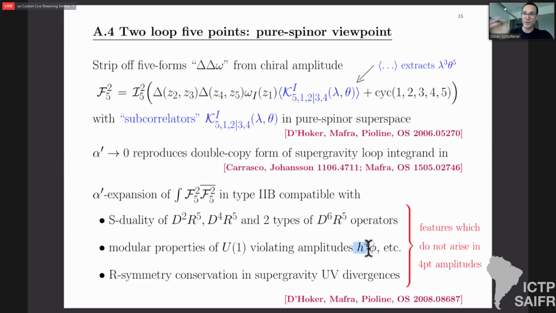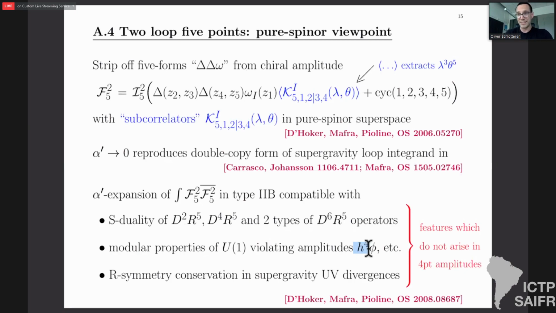And this is an extremely interesting corner of type IIB amplitudes violating R symmetry, which are purely stringy effects, and which in the full duality invariant picture are associated with modular forms of the axiodilaton. And I think we have seen something about that in Kontsevich's talk yesterday.